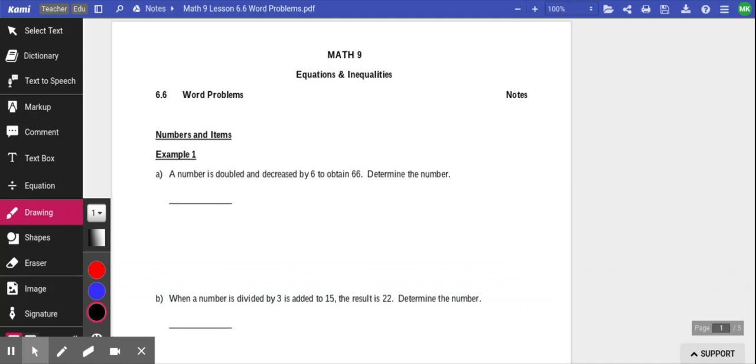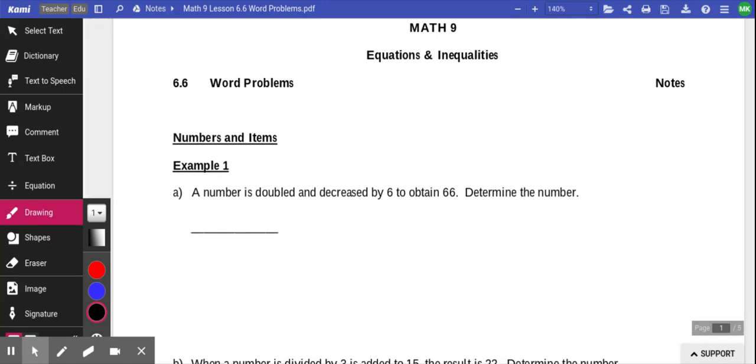Hello, everybody. Today in 6.6, what we're going to do is start solving word problems. So we're basically going to be applying all of the skills we learned in the previous lessons to solve different types of word problems. We'll start off with this first one. We'll just jump right into it.